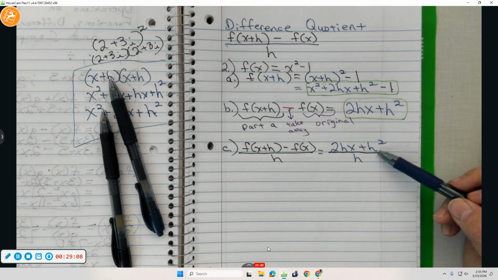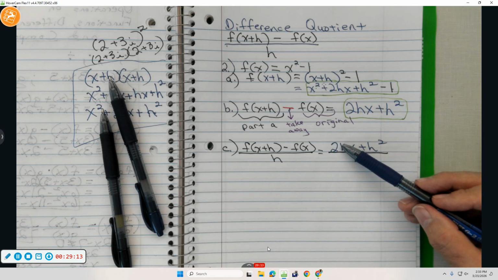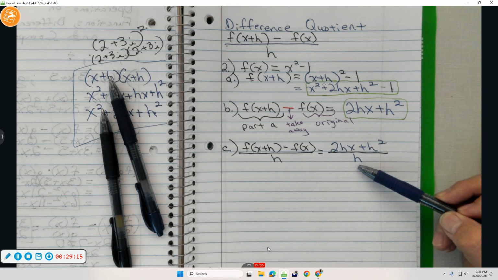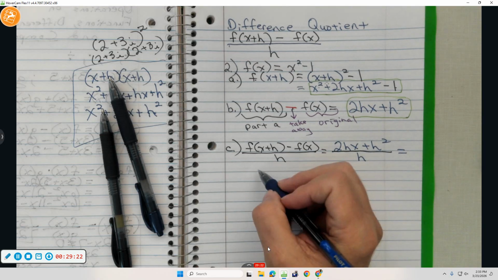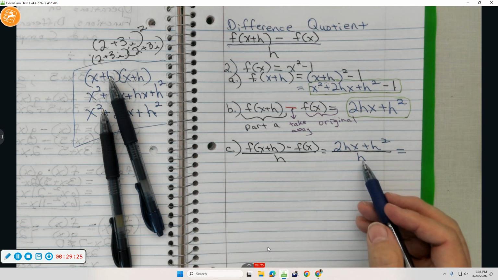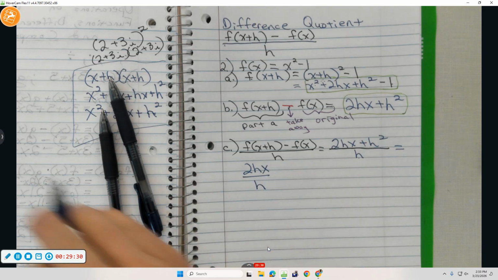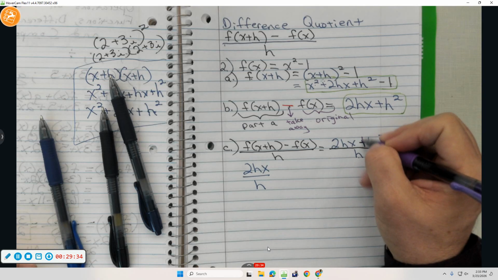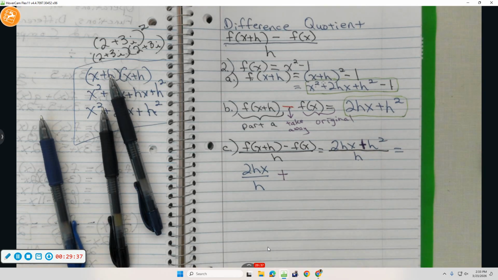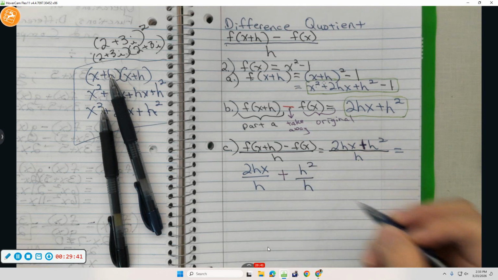To simplify at this point, you have two approaches. You can factor out the common factor of h and cancel, or like we would do with those complex numbers, you can just split them up. I think I'll split up. I think that's quicker. Take the 2hx, put it over h, plus, then we take h squared and put it over h.